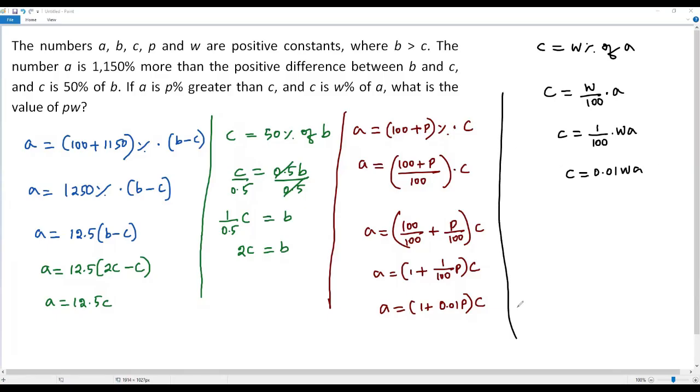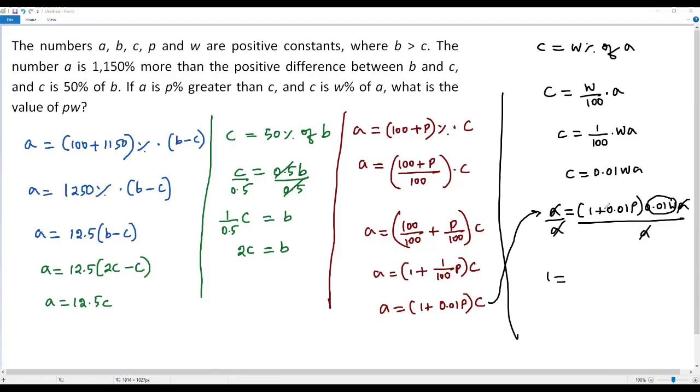Okay, here I got the value of C. Now, what we can do is we can plug in this value for C over here in this equation. Okay, let me take this equation and let me plug in this stuff for C over here. Then I'm getting A equals to 1 positive 0.01 P times 0.01 WA. We find A on both sides of this equation. Let me divide both sides of this equation by A. This A will cancel out. Here A will cancel out. I'm getting 1 on the left side.